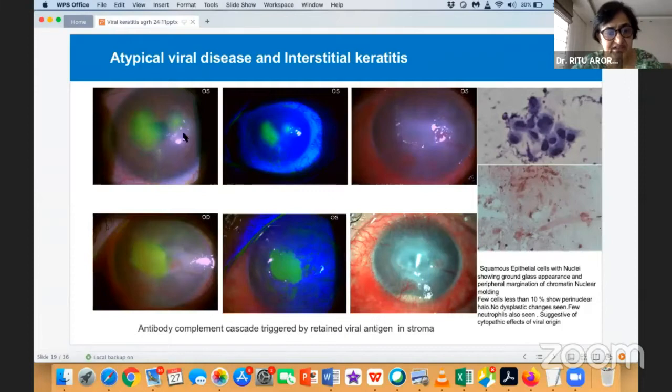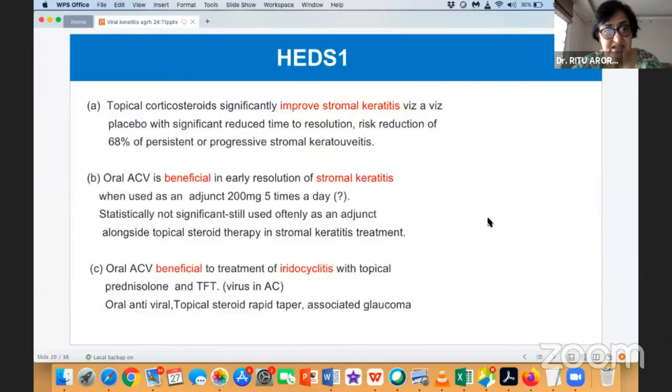This is another patient of mine who was following up with me for a long time, who presented with a small infiltration over here. And this is the same patient over a period of time, who did not respond, had an interstitial keratitis, and eventually developed secondary infection. Though the patient was being put on oral antiviral, I had to do a scraping, which just showed inflammatory cells.